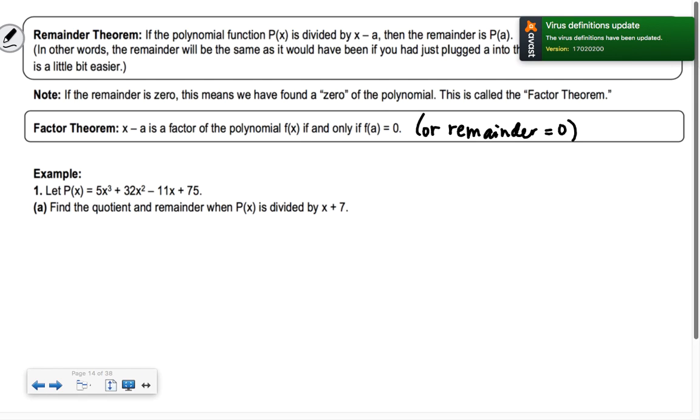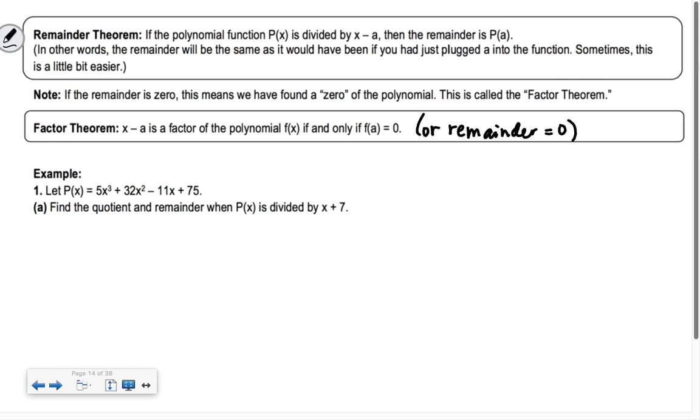This one says the polynomial is p of x equals 5x cubed plus 32x squared minus 11x plus 75. Find the quotient and remainder when we divide by x plus 7. So we're going to do negative 7 in the backwards L. Go ahead and do your synthetic division.